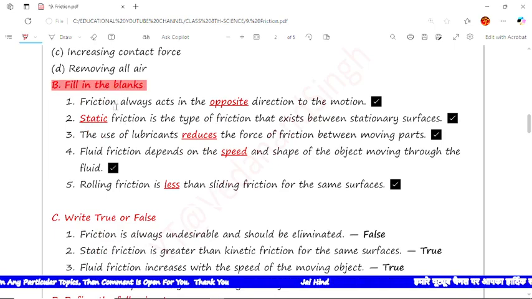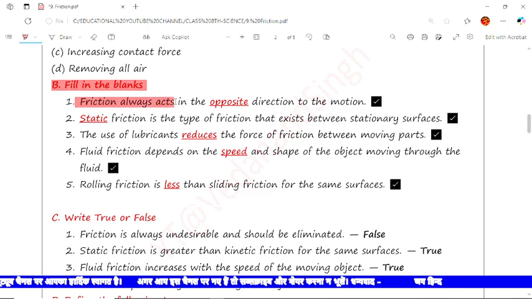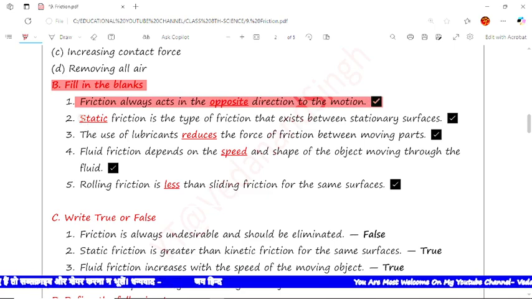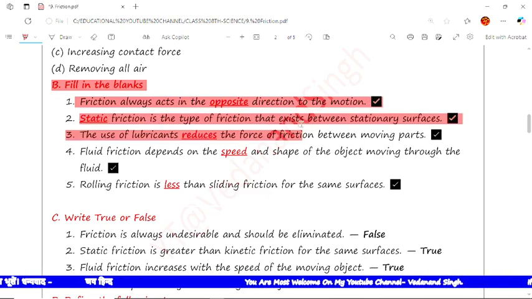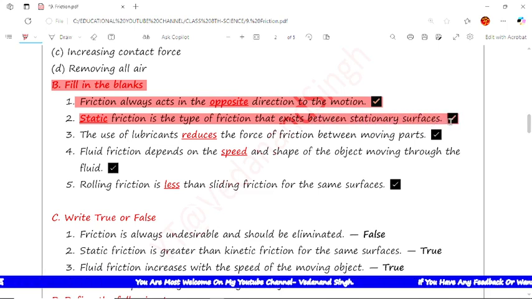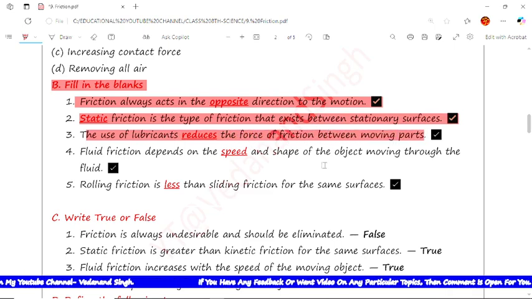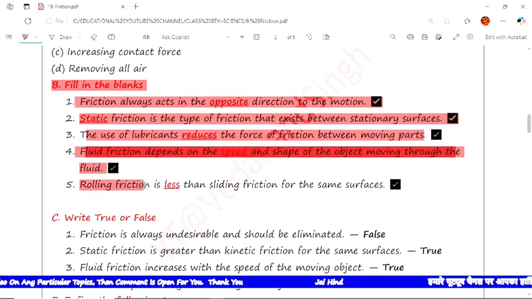Here we have to put the proper word in each blank space. We have already put the words here, highlighted in red color. The first statement is, friction always acts in the opposite direction to the motion. This is the correct answer. Now, static friction is a type of friction that exists between stationary surfaces. Next, use of lubricant reduces the force of friction between the moving parts. Next, fluid friction depends upon the speed and shape of the object moving through the fluid. Next, rolling friction is less than the sliding friction for the same surface.